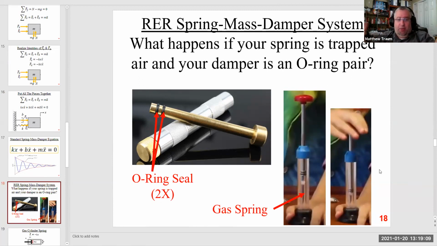It's not a linear spring. We'll see in a second. It's not linear, but it has the same effect of pushing the piston back up to try to get that gas back to atmospheric pressure, given its initial pressurized state.